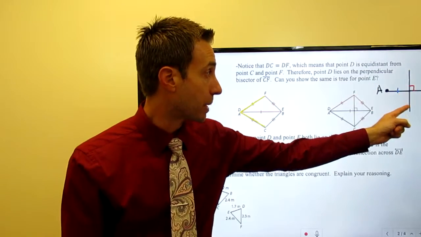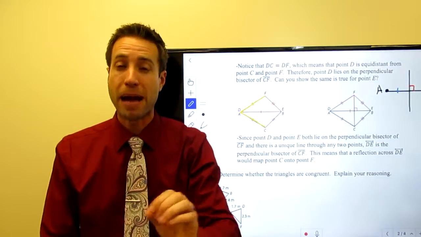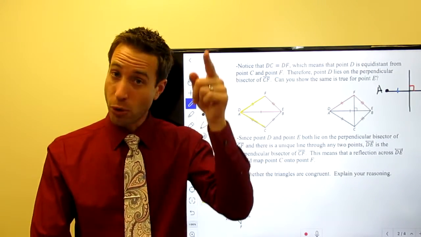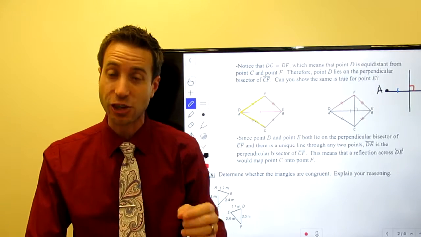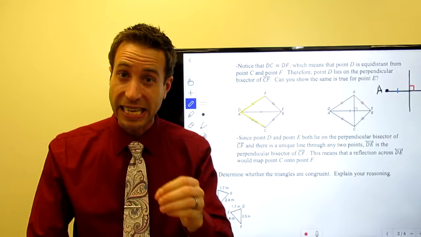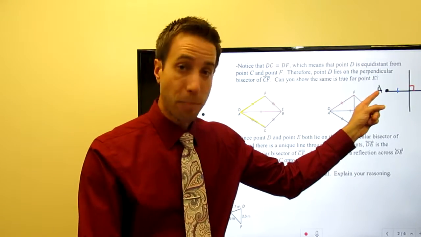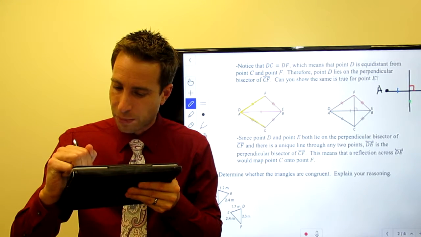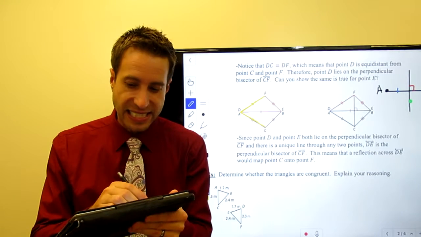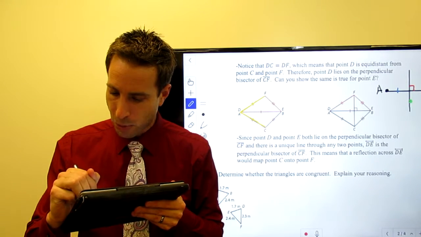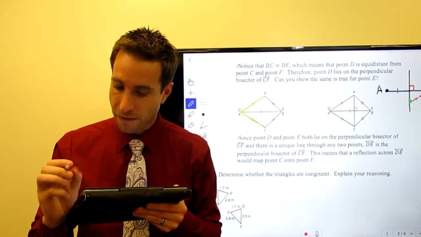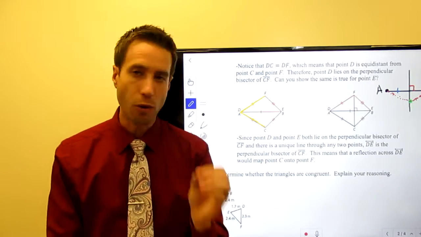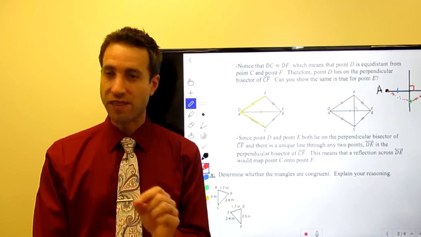You can pick a point up here, you can pick a point down here, you can pick a point right here in the middle. It doesn't matter. Pick any point you want to. By definition, any point you want on that perpendicular bisector is equidistant, meaning an equal distance from point A and point B. So let's just say I happen to pick this point right down here. Again, the definition tells me that that point is the same distance from point B as it is from point A. It's equidistant. Hopefully you guys remember that definition of a perpendicular bisector.